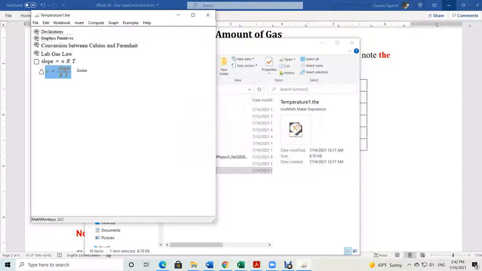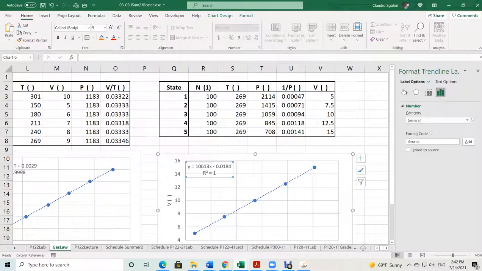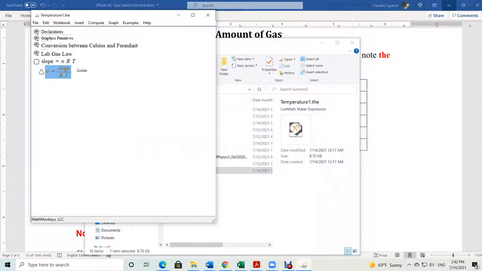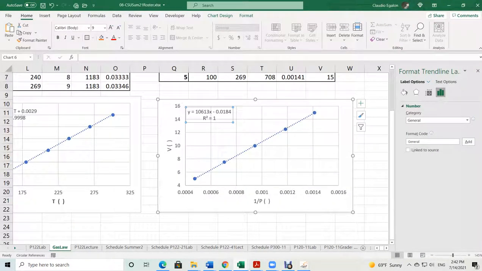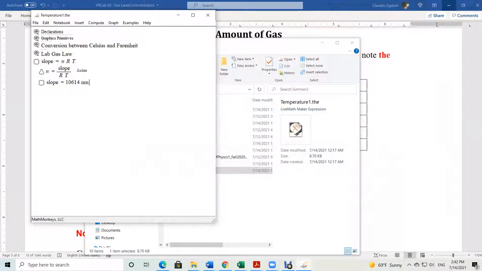Okay, the slope, we know what the slope is from the graph that we got, 10,613. Don't forget the units. 10,614. What's the unit for that slope? The unit for that slope is the unit of volume divided by the unit of the inverse of the pressure. Okay, so here we go. The unit of cubic nanometer divided by the inverse of the pressure, which is kilopascal. Kilopascal is 1,000 pascal. Here you go. That's the unit of my slope.